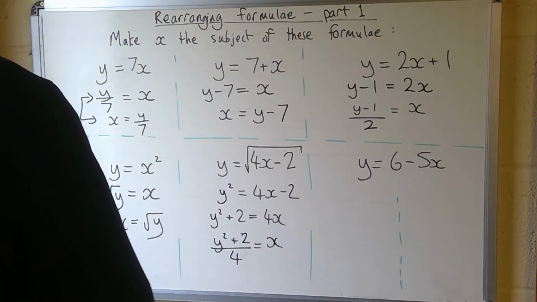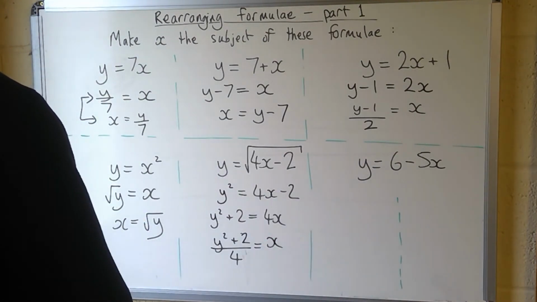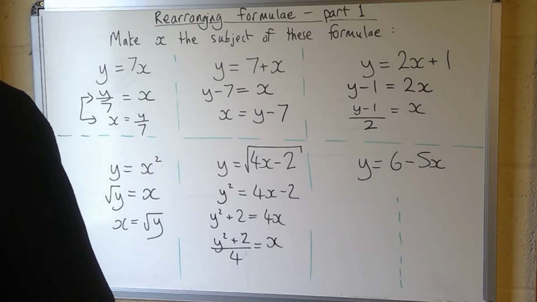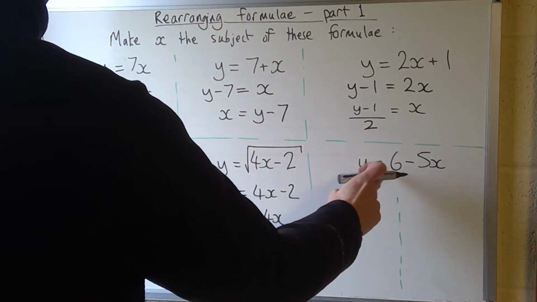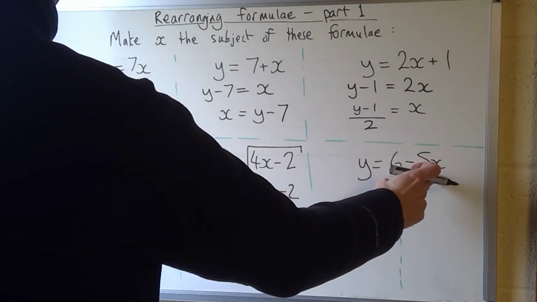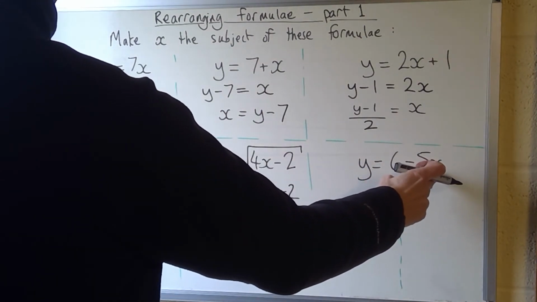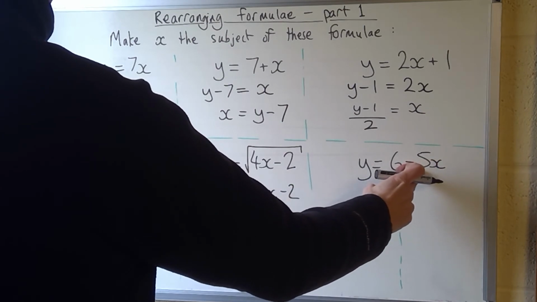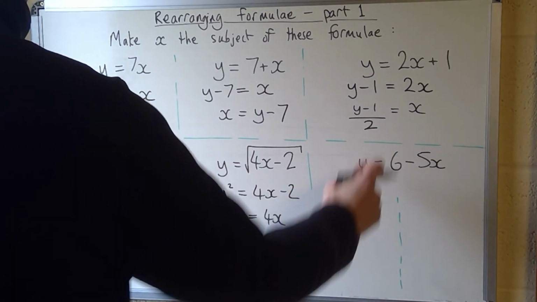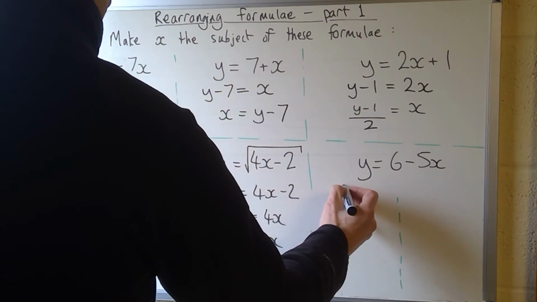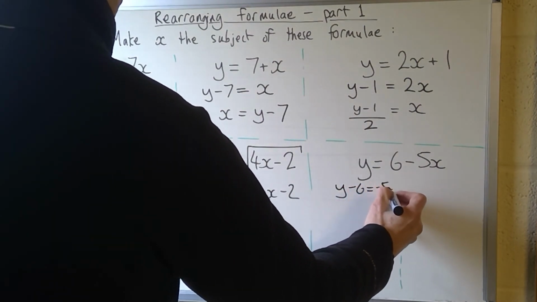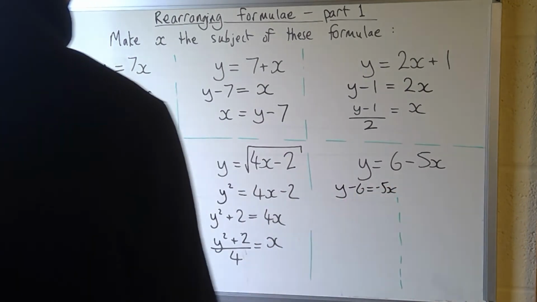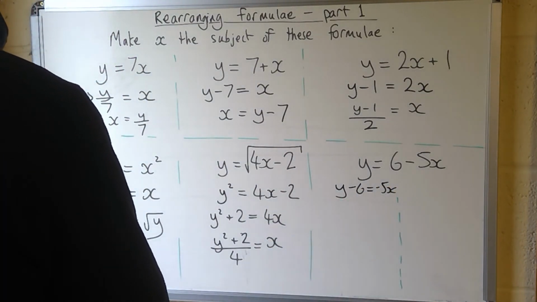The final one, I'm going to do 2 different ways because it does throw up an extra little problem. So I'll do it the way we've been thinking about. So this is y equals 6 minus 5x. So I've got an x, it's multiplied by negative 5 and then 6 added. So I need to take away the 6 first. So y take 6 equals negative 5x. Make sure you leave that negative on there. It's very easy to forget about that.